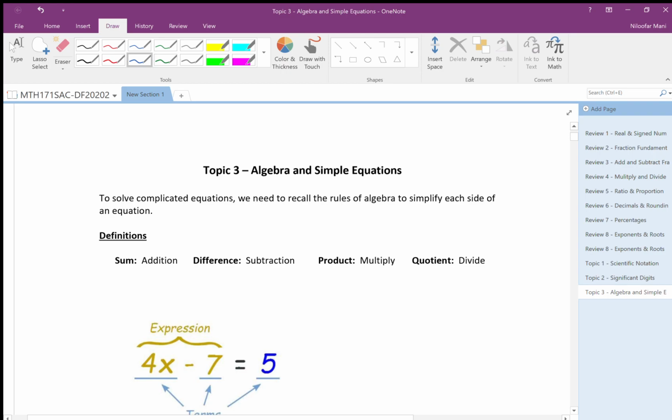Hi everyone, we continue on the lesson. We have topic 3 here, algebra and simple equations.